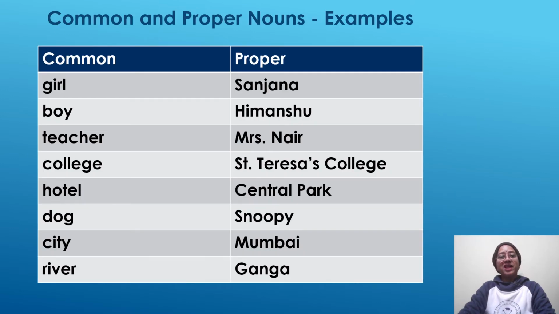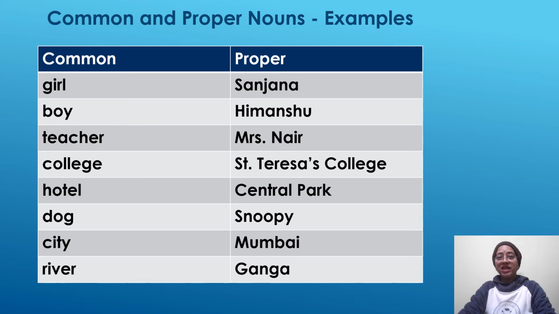The third way in which we classify nouns is as common and proper nouns. Let us look at some of the examples to understand this in a better way. Girl. When we say girl, we are referring to any girl. So that is a common noun. But when we say Sanjana, we are pointing to a particular girl whose name is Sanjana. So Sanjana is a proper noun, girl a common noun. Similarly, boy refers to any boy, but Himanshu is the name of a particular boy. So Himanshu is a proper noun.